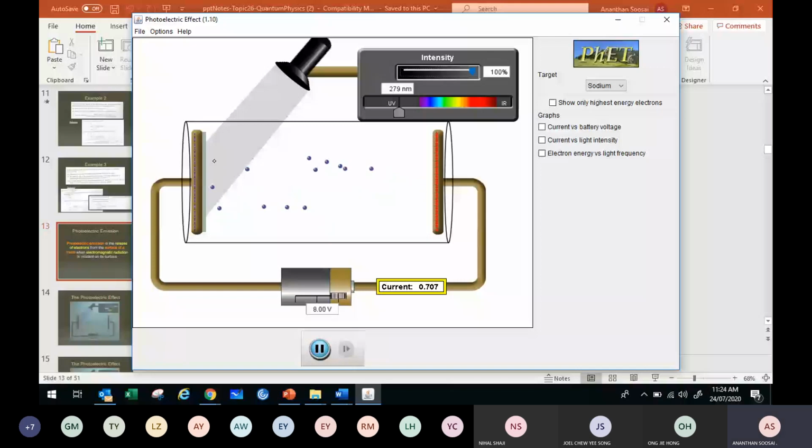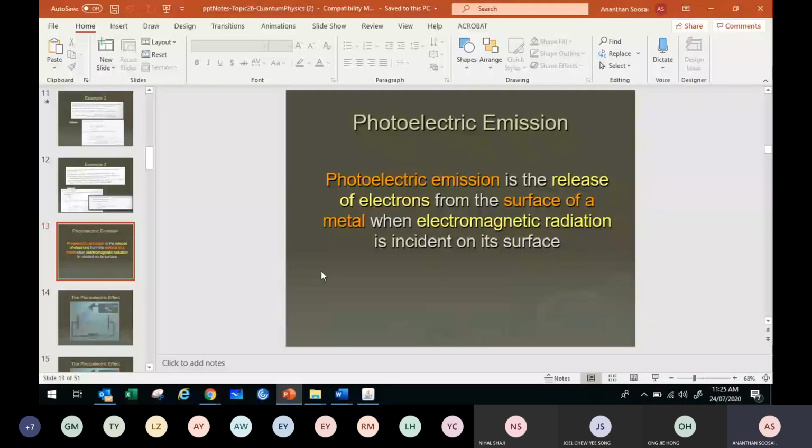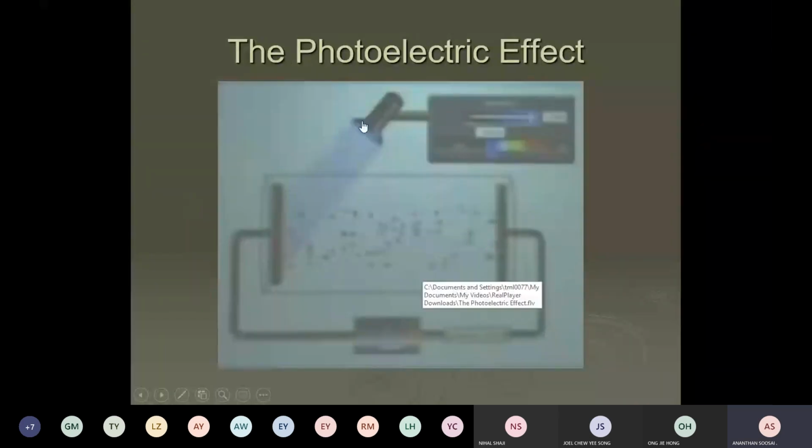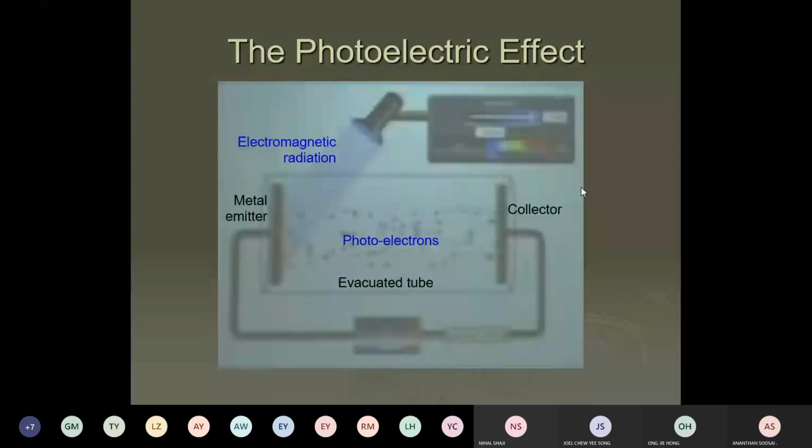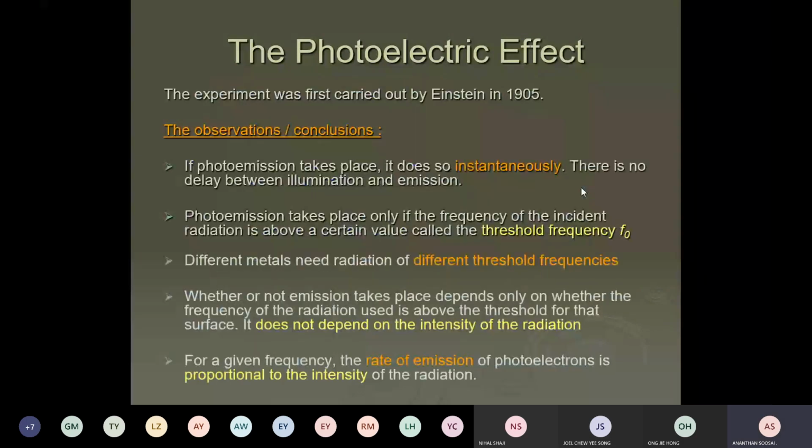Okay, let me close this first. So photoelectric emission releases electrons from a metal surface when EM radiation is exposed to the metal. Photoelectric emission is the release of electrons from the surface of a metal when EM radiation is incident on its surface. Now this is a little blurred. I'll be going back to that animation. When scientists did this experiment, they got a few outcomes. The photoelectric effect, the observations and conclusions.